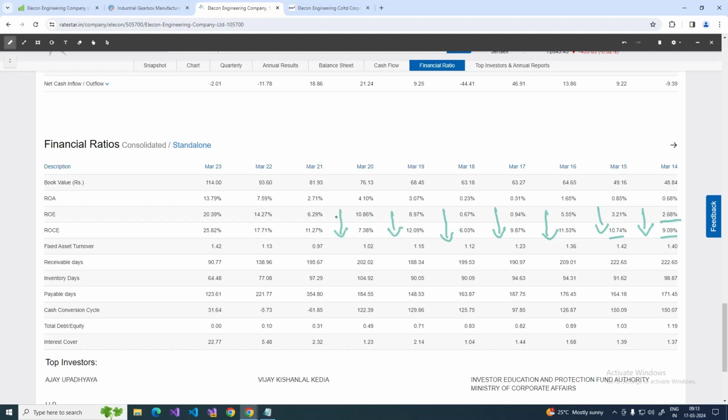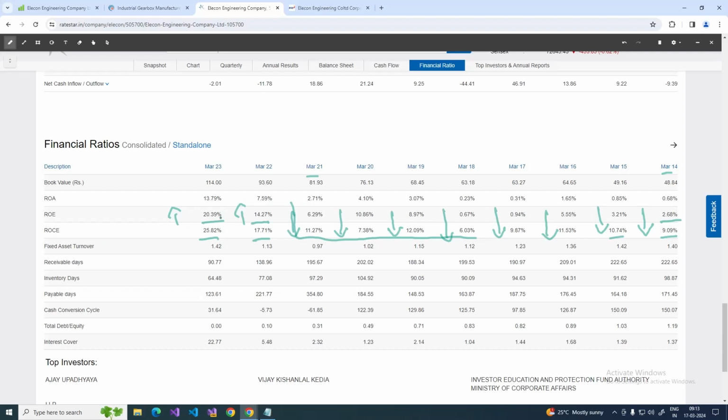This is also less. So here if we observe ROE throughout from 2014 to 2021, ROE is less. In 2022, ROE improved to 14%. Here in March 2023, ROE improved to 20%. This is a positive sign. So in recent years ROE has improved, and ROCE also improved to 17%, 25%. So up to 21, their ROE and ROCE are very less. Later it was improved. This is a positive sign.